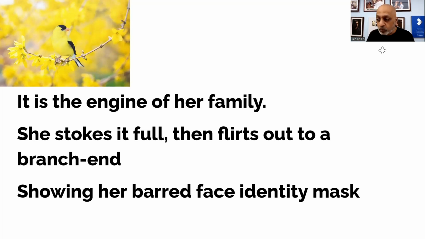To what is the bird's movement compared? What is the basis of this comparison? Why is the image of the engine evoked by the poet? And what does the phrase barred face identity mask mean? And how does the poet describe the beauty of the goldfinch? The answers to all these questions are also written, please look at the notes.